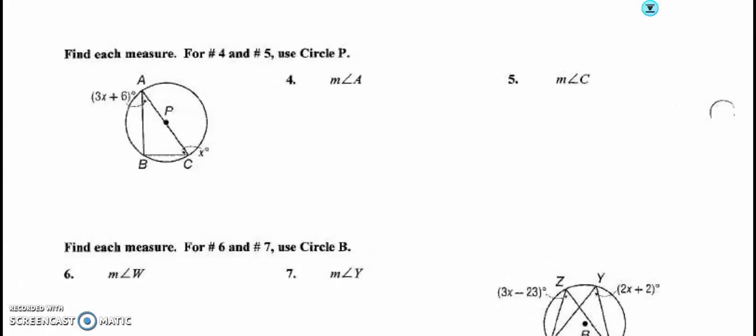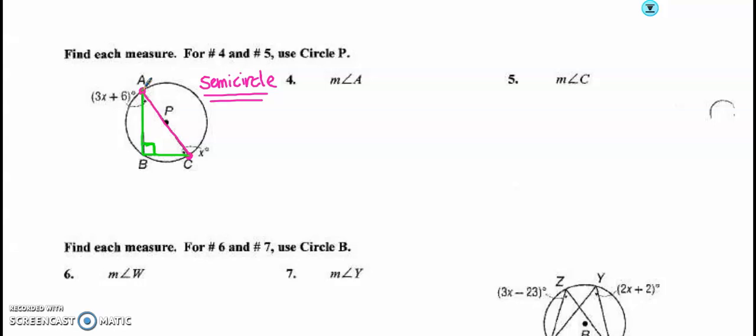Okay, so for 4 and 5, it says use this circle P. When I look at circle P, something I should pay attention to is that AC is a diameter. So that means there is a semicircle here. Remember, when you see a semicircle, the inscribed angle is always 90 degrees. So there is a 90-degree angle there. If you don't know that, then you're lost on how to do this problem. Because every time an inscribed angle touches a semicircle, it has to be 90.